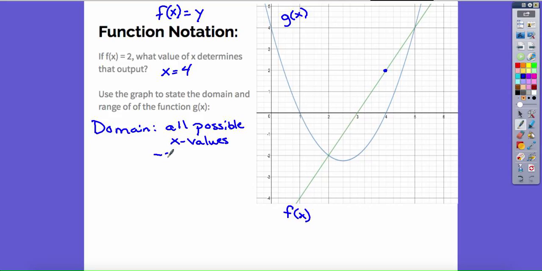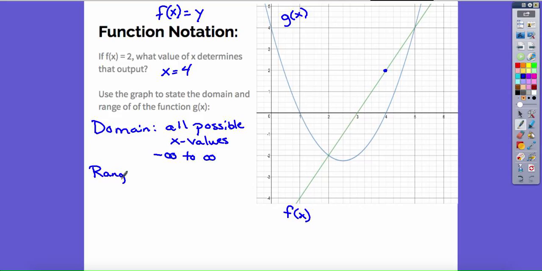So I know that any x values from -infinity to infinity work, because if I did the same thing over here, if I picked an x value that's way over here and I come up, it'll eventually meet up with a y value. So there are no x values that will not work on this graph. Every x value will work.